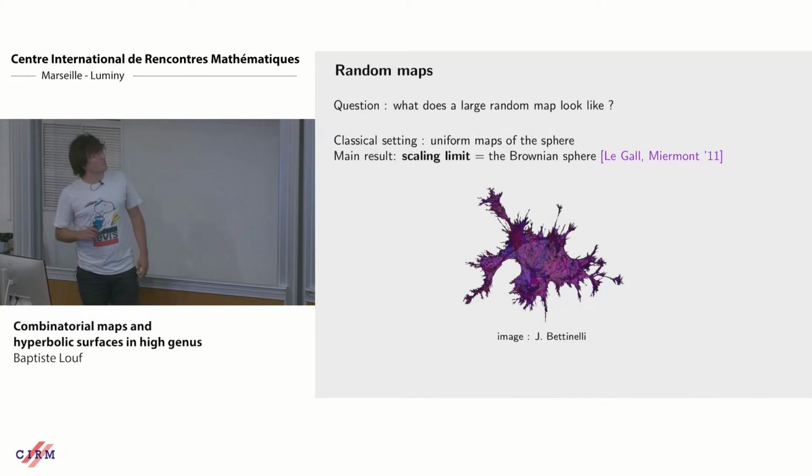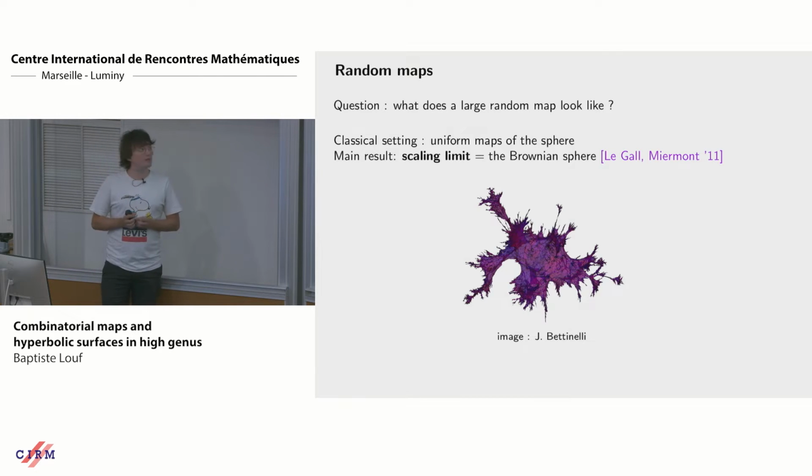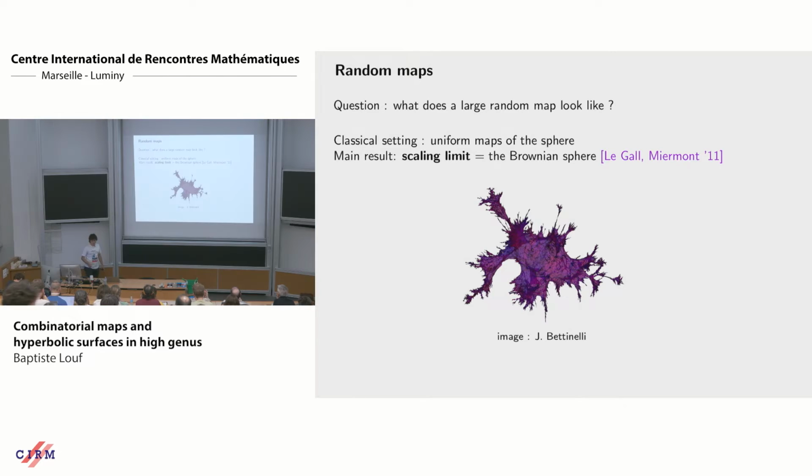What happens? Perhaps the most famous result in the theory of random maps is the result of Grégory, who's here along with Le Gall, which is the scaling limit of maps of the sphere. That is the Brownian sphere. Here's a nice picture by Jérémy Bettinelli. And from Tim's talk 2 days ago, we know that the Brownian sphere is closely related also to hyperbolic surfaces. So that's already one link between maps and hyperbolic surfaces, but in a planar setting. And I'm going to tell you about another link between maps and hyperbolic surfaces, but in a different regime, which is the high genus regime.